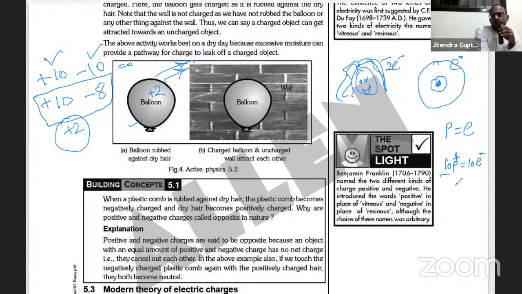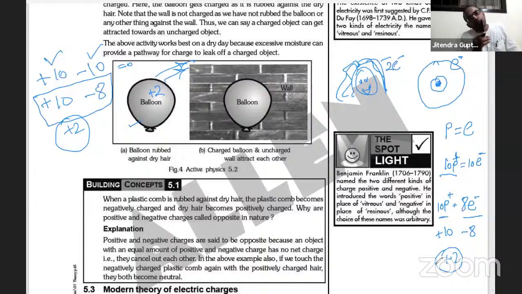So suppose 2 electrons are going, then how many remain? 8 only, minus 8. There is 10 plus charge and minus 8 charge, remaining is plus 2 charge, so it is positively charged. Are you getting how a body is getting charged? Yes, sir. The electron has left, so the charge is plus 2. Again if 2 electrons come, then plus 2 minus 2 is 0, so it will become neutral.